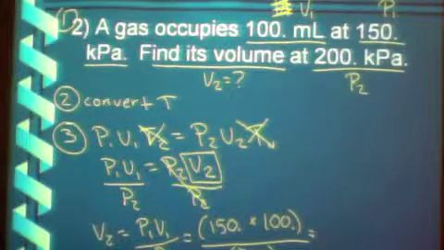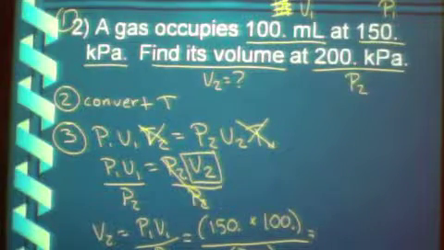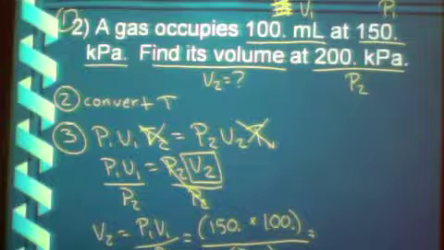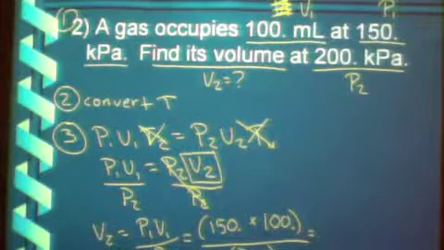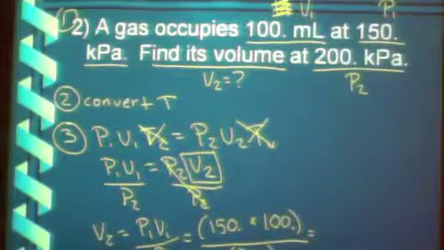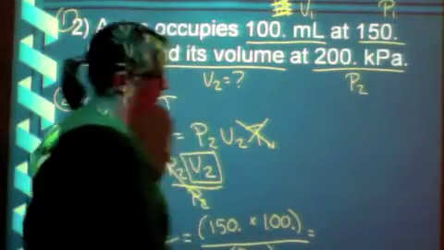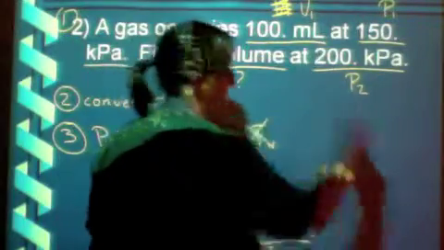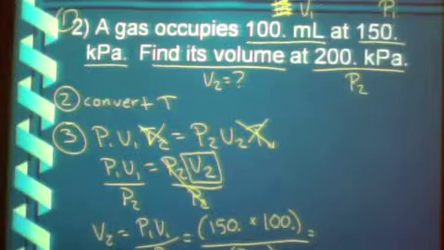Now there's decimals at the end of each of these values, so all of them again have 3 sig figs. So your answer should be 75.0 milliliters. Now your units for V, whatever your V1 is, that's going to be the unit for V2. So V1 is in milliliters, therefore V2 is going to be in milliliters.